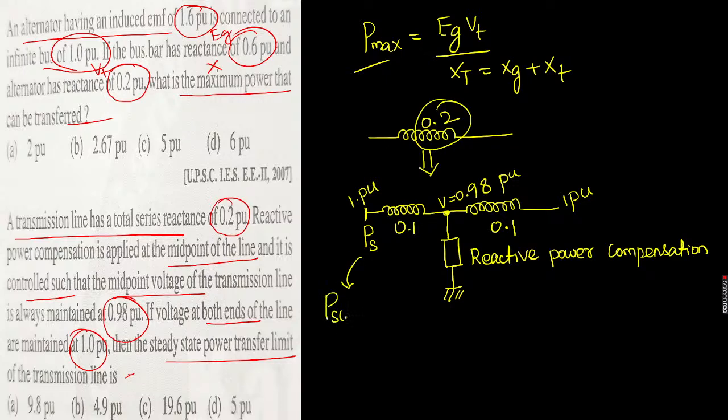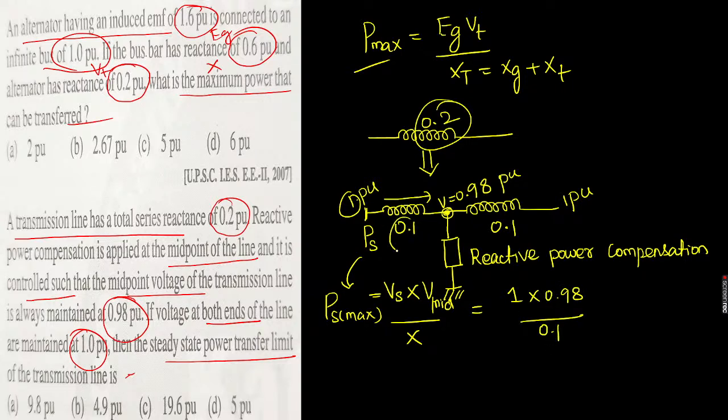The sending end maximum power can be written as usual. The formula is we need to start from the sending end voltage into how much you can go from here. In between we have one more midpoint. From here to here only we can check the ability. Into the midpoint voltage, divided by reactance. The sending end voltage is 1, the midpoint we have 0.98, divided by reactance 0.1. This is up to this point. So it will be 9.8 per unit. So that is the answer for the question.